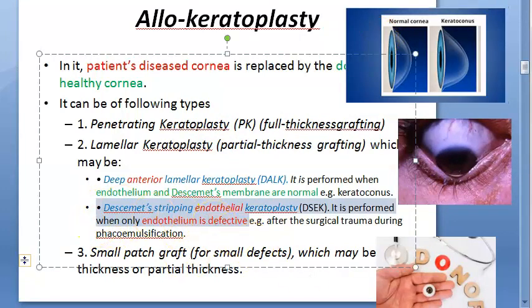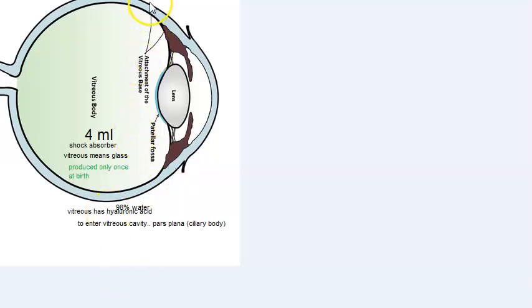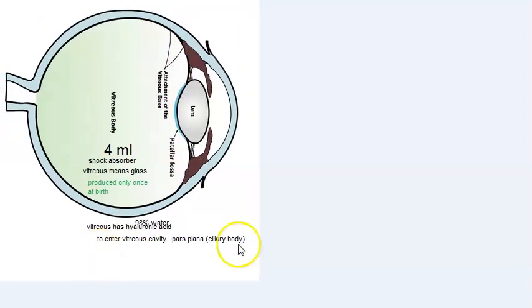What about Descemet's stripping endothelial keratoplasty, D-S-E-K? Here what are they touching? The endothelium. D-S-E-K is performed only when the endothelium is defective. So when can it happen that the endothelium gets defective? It's at the back, right? So if this is the cornea, here, and this is epithelium, behind you have endothelium, right? Now somehow the endothelium got damaged.